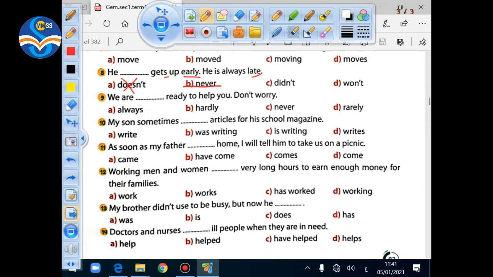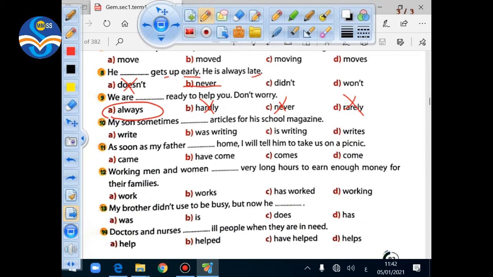Ninth question. We are ready to help you. Don't worry. We are ready, so we cannot. It cannot be hardly because they will help him every day or every time he would like to help. It cannot be never, it cannot be rarely. Always is the only one that gives me the meaning of always ready to help you. That means that whenever you ask for help, they will help.